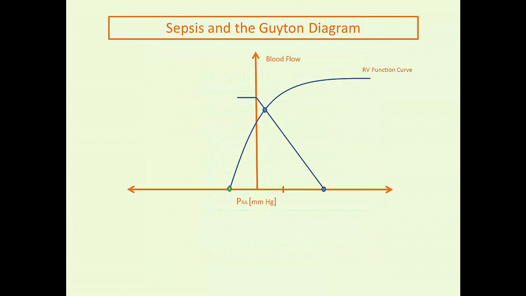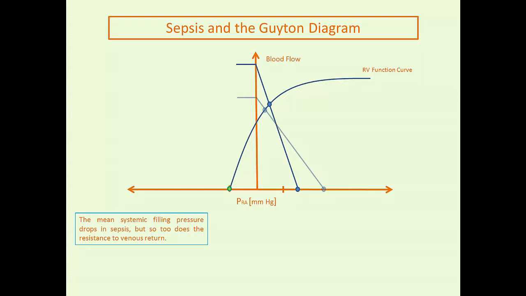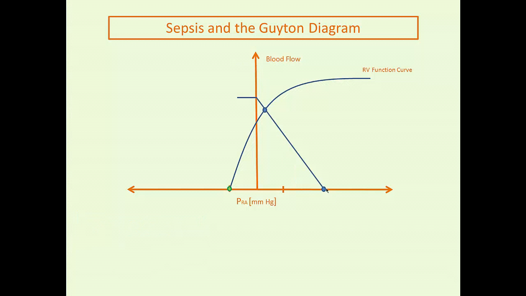This is a brief overview of sepsis in the Guyton diagram. So if this is your normal, with your mean systemic pressure here. This is your right atrial pressure, which is the intersection of the venous return and cardiac function curves. Here's the right ventricular cardiac function curve.